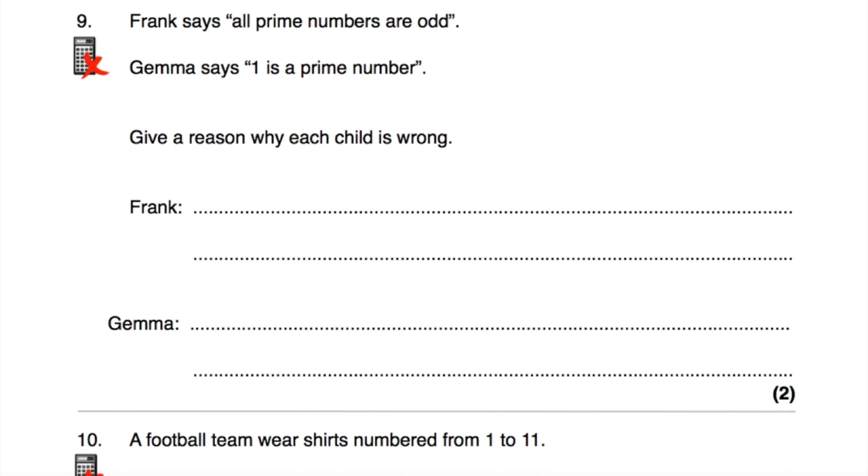Okay, question number 9. Question number 9 says, Frank says that all prime numbers are odd. And Gemma says that 1 is a prime number. And we have to give a reason why each child is wrong. Okay, so let's start with Frank.